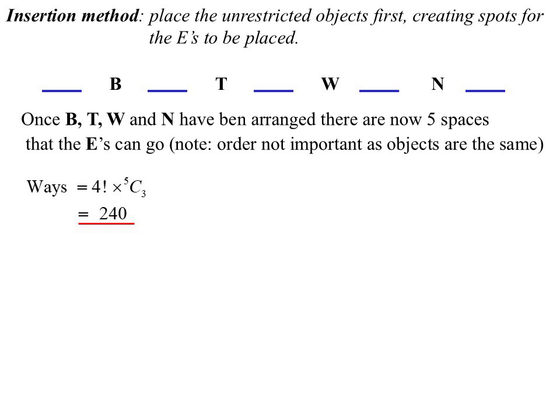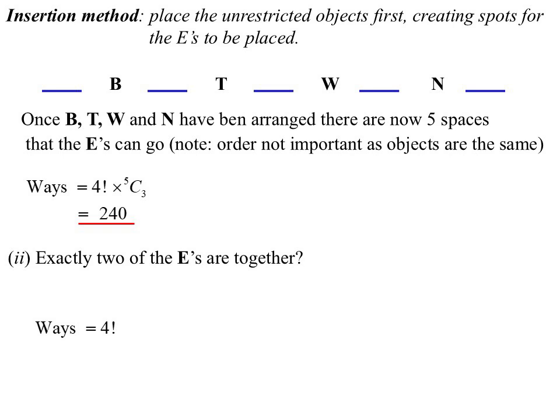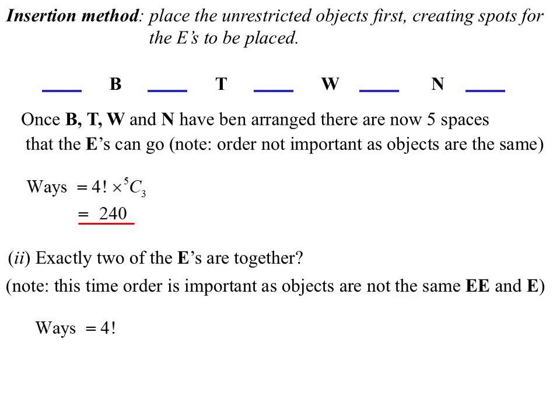If we'd said something like this, well, actually, exactly 2 of the E's are together. Again, I place the other ones first. I've got 5 spots, but it's 4 factorial times, but now the objects are not the same, because if 2 of the E's are together, one of my objects is EE, and the other object is just a single E. So now the arrangement is important. It becomes a permutation rather than a combination, because they are different objects. So this time I multiply it by 5P2, and there would be 480 ways of doing that problem.